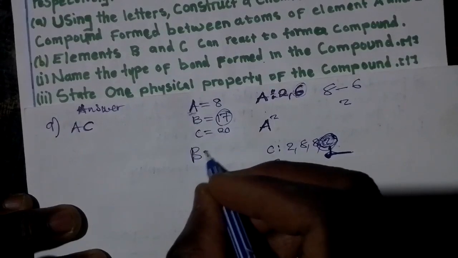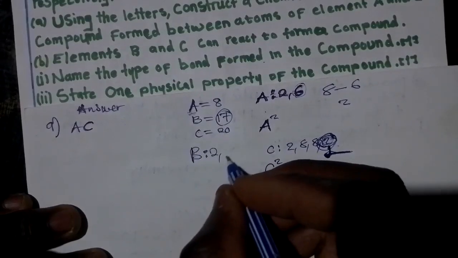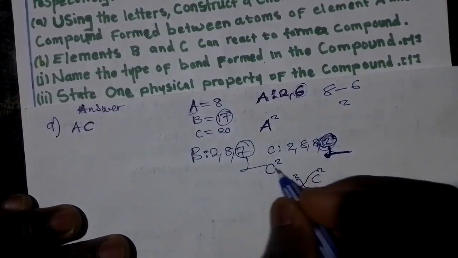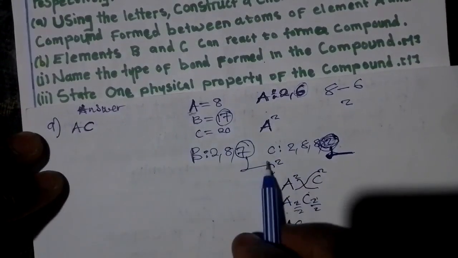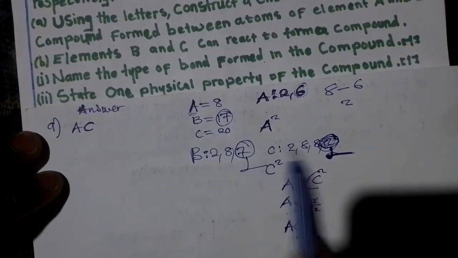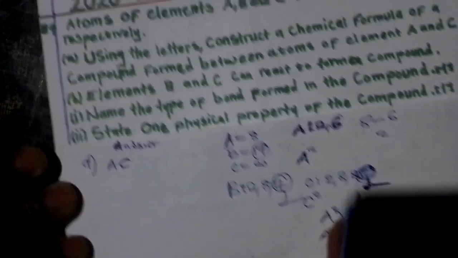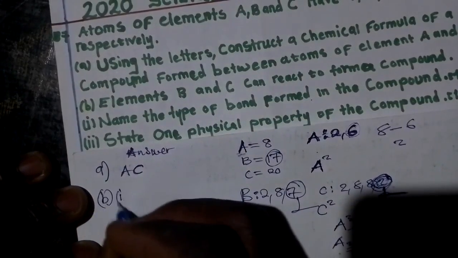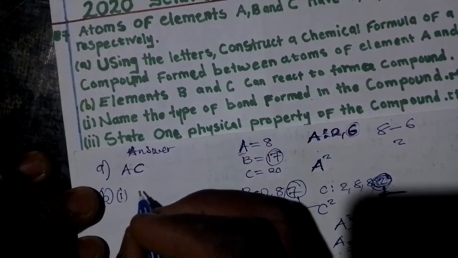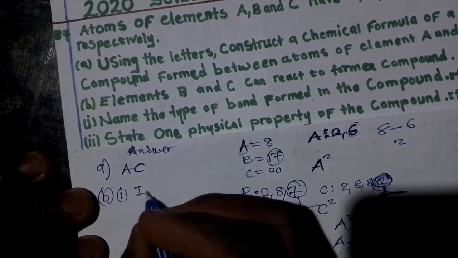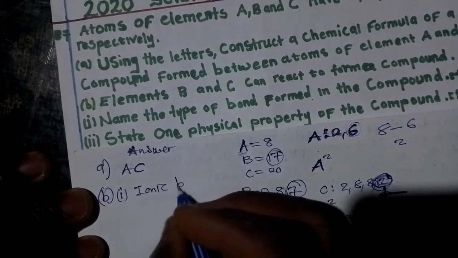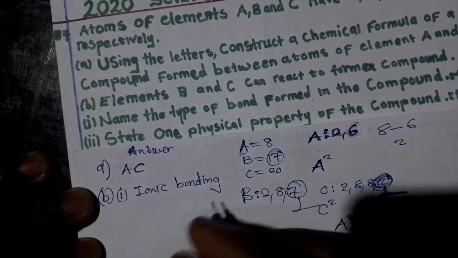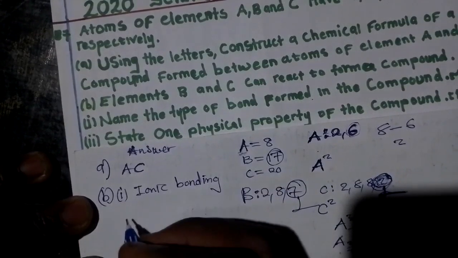So if I write the electron configuration of B, I'm going to find that it is going to be 2, 8, 7. So this one tells me that this one is the nonmetal. And the type of bond which exists between a nonmetal and a metal is called ionic bond or ionic bonding. So for B, Roman numeral 1, I'm going to say ionic bond or bonding. So you can say ionic bonding or ionic bond.